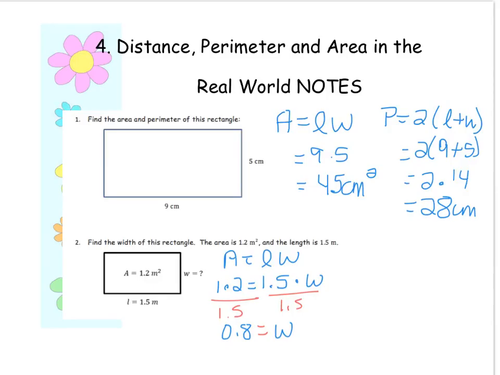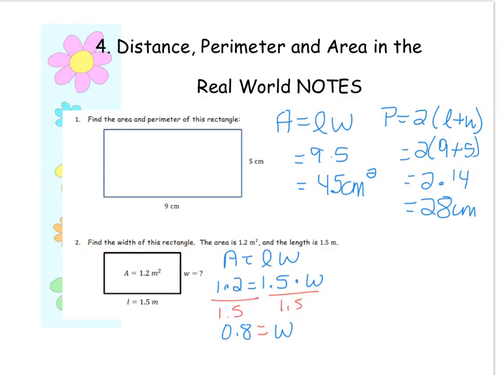Here I decided to use the perimeter formula, instead of 2 times the length plus 2 times the width, I left it as 2 times the length plus the width. It doesn't matter which one you use. And then I plugged in my numbers and simplified. Remember, with area it's squared, with perimeter it is not, the label is not squared.